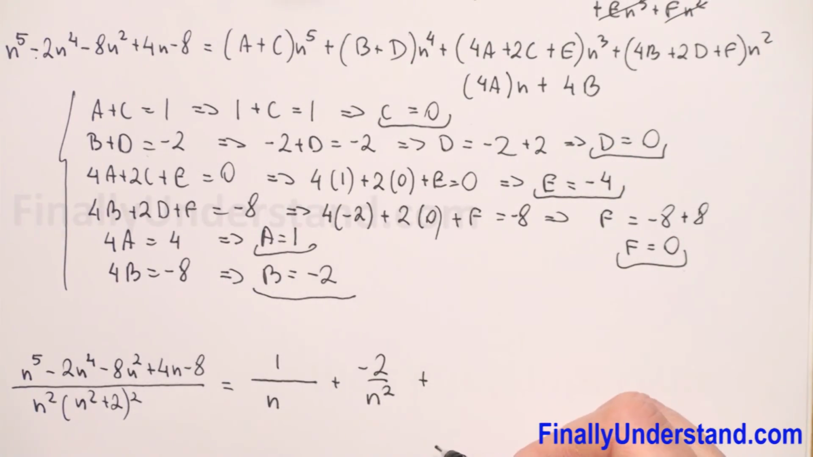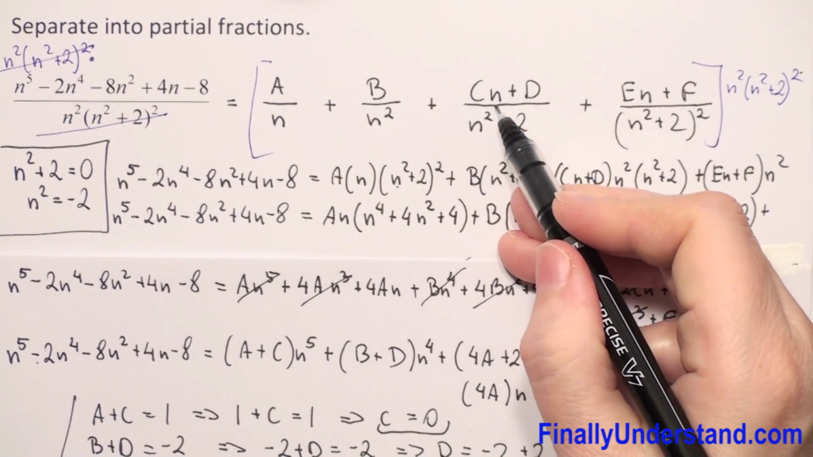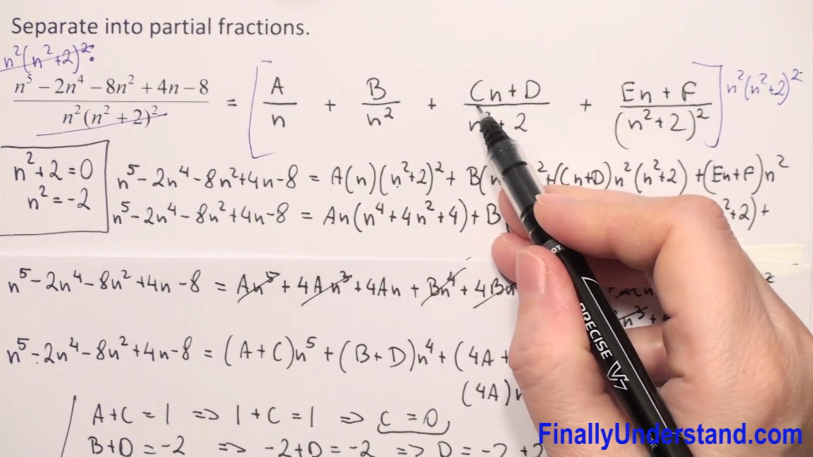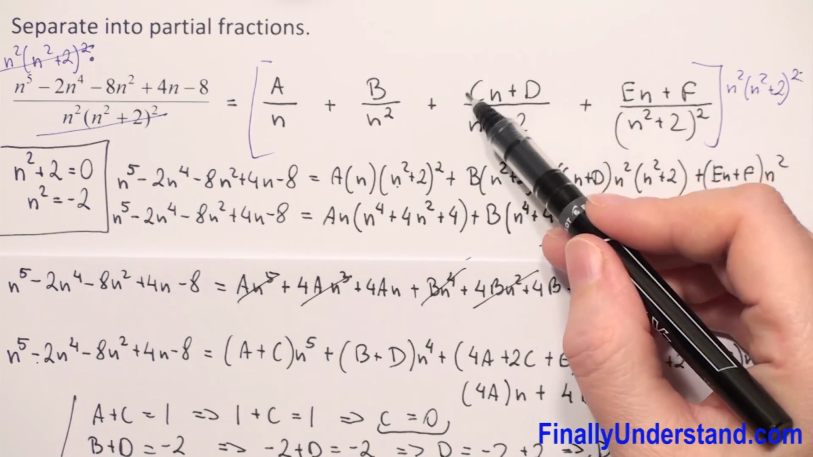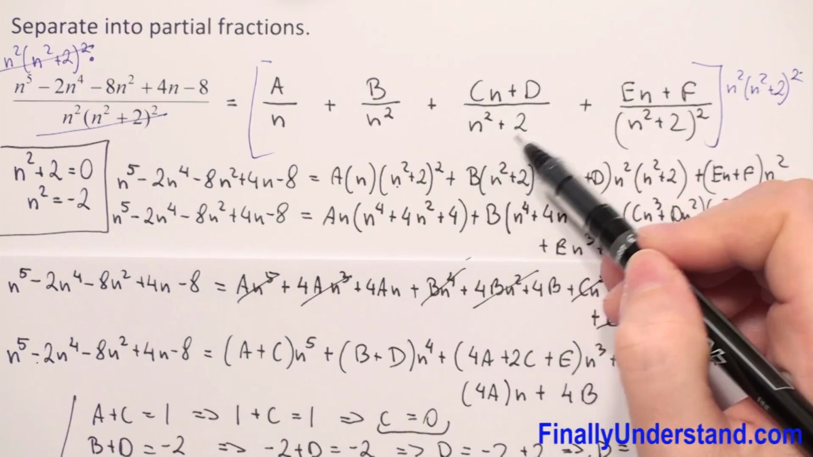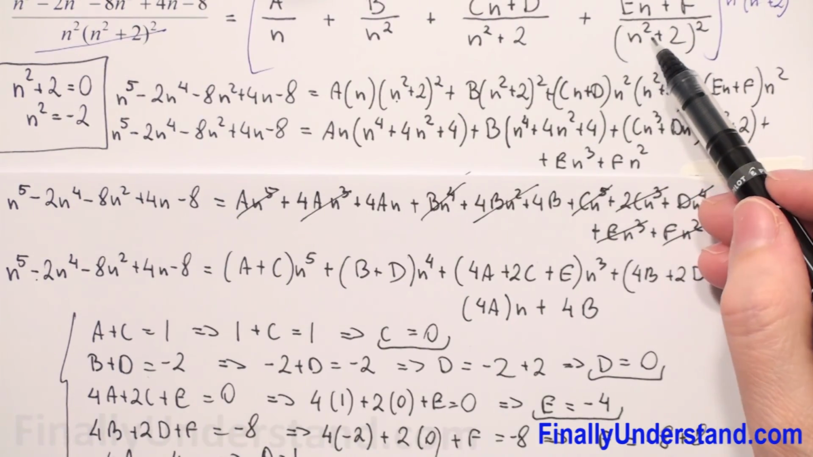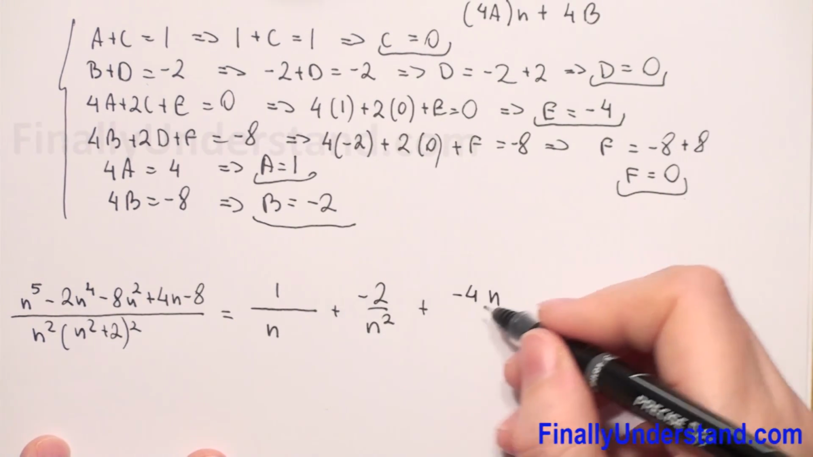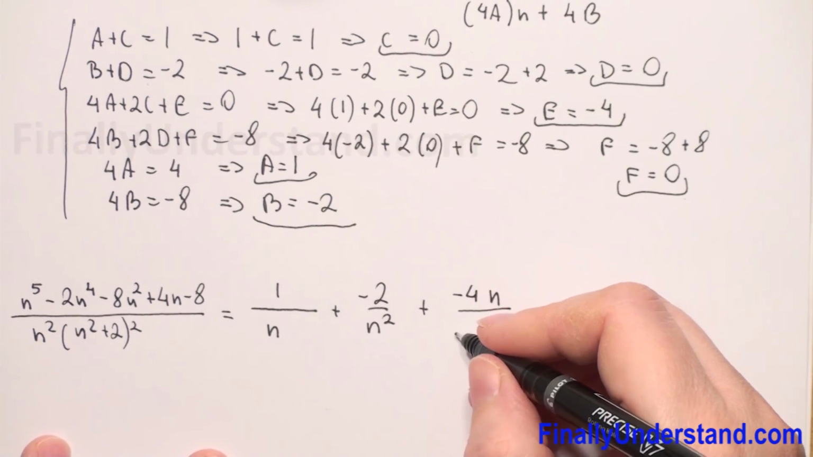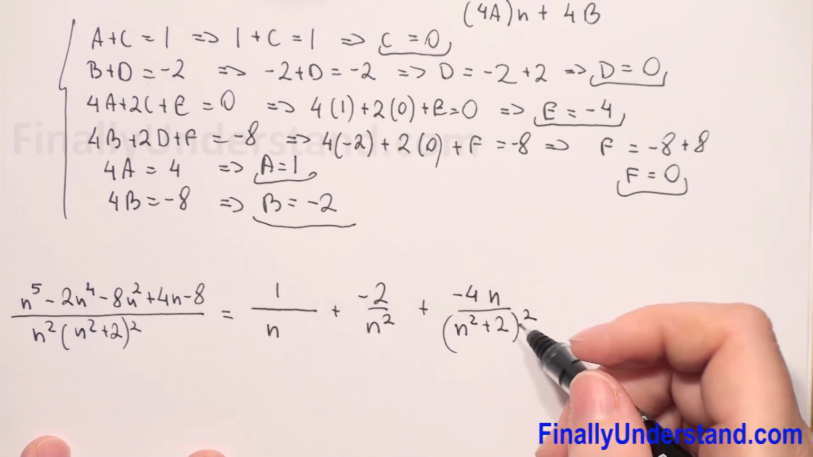And we have plus c is 0, so we don't have to write, because c times n will be 0, and d is 0. So in the numerator we have 0, so 0 over n squared plus 2 is 0. So the third fraction we don't have. Next we have e. E is negative 4 times n plus f. F is 0, so we don't have to write, and we have to just copy the denominator, n squared plus 2 to 2nd power.